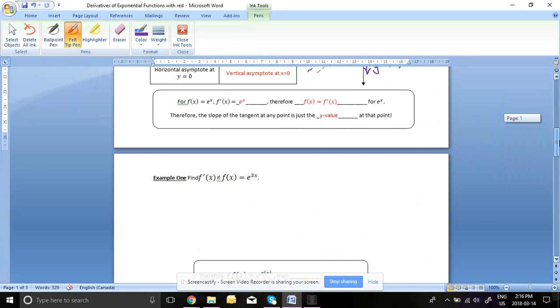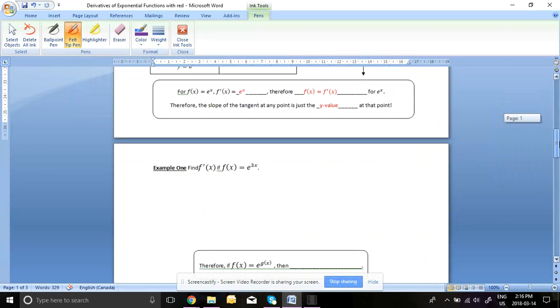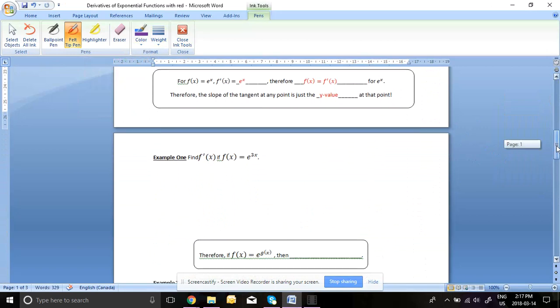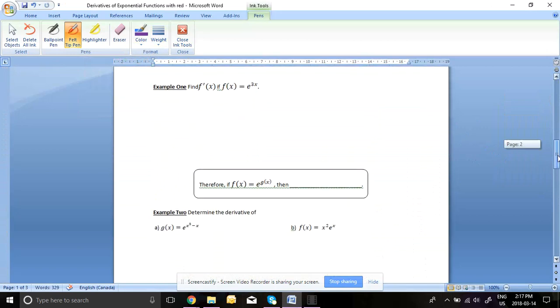So the special property, which we will explain more in depth in tomorrow's lesson as to why this is true, is that e to the x is its own derivative. So the derivative of e to the x is actually just e to the x. So the function is actually equal to its derivative. So if you want to find the derivative at any point, it's actually the same thing as finding the y value at that point.